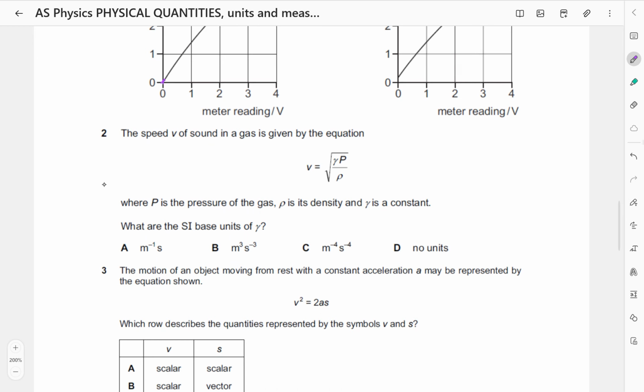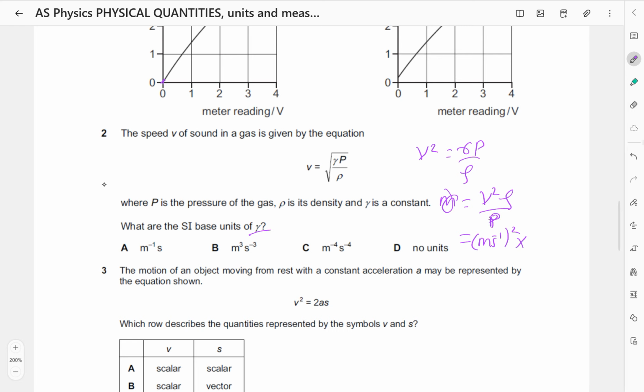The speed v of sound in a gas is given by this equation. What are the SI base units of gamma? So squaring, we have v squared is equal to gamma times p over rho. So gamma is going to be equal to v squared times rho divided by p. The units will be meters per second, but this is squared, times rho, divided by p.